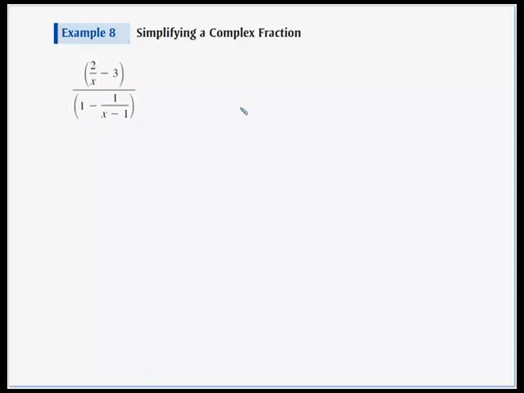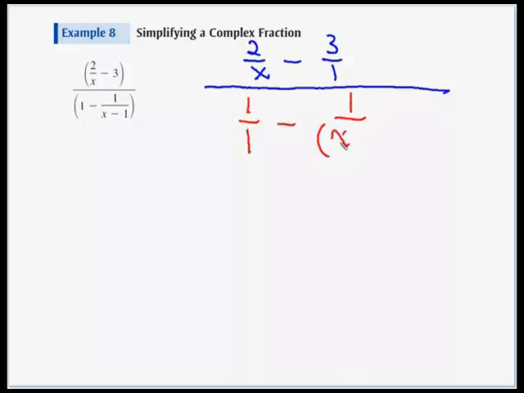Alrighty. So, I'm going to write this out, make sure we go over this completely step by step. This numerator is 2 over x minus, and we can write 3 as 3 over 1. And I'm going to switch to red for the denominators. Here we have 1 over 1 minus 1 over the quantity x minus 1. So we're going to combine the numerator into its own single fraction, and then combine the denominator into its own single fraction, and then fractions divided by fractions, you invert and multiply.